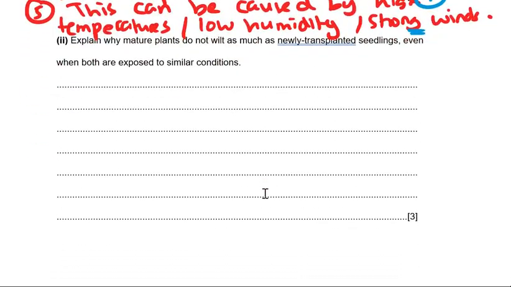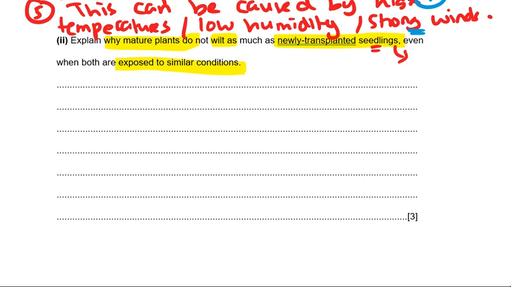Okay, part 2, explain why mature plants don't wilt as much as newly transplanted seedlings, even if they're exposed to similar conditions. So we don't really talk much about mature plants versus seedlings, but there are some things that can pretty much be guessed for now, because we're only going to talk about seedlings and their structure once we get into reproduction in plants. But seedlings are basically baby plants, right? So they are not fully developed.